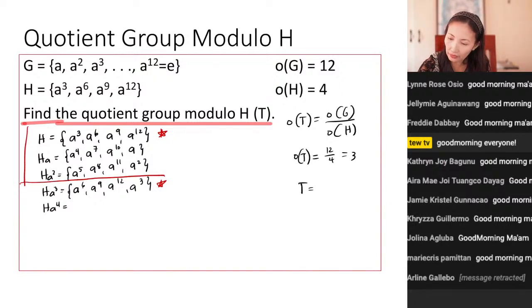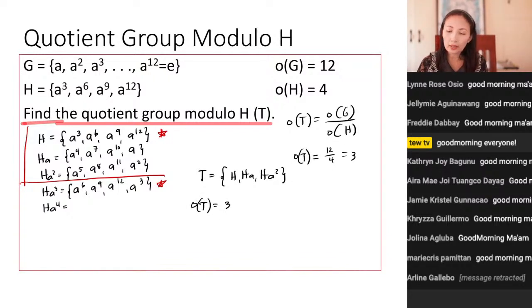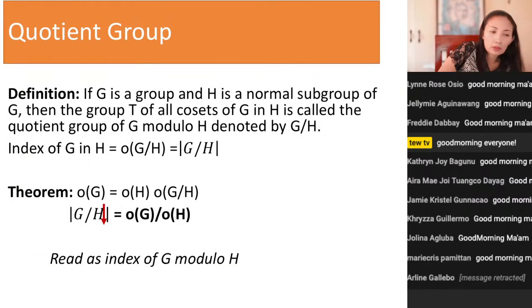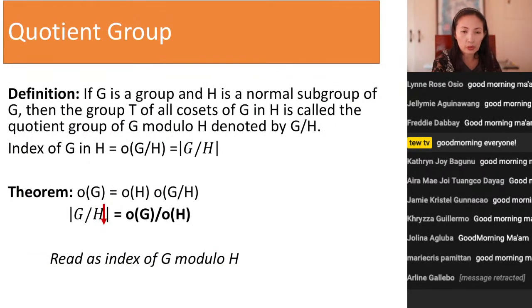So T will have the elements H, HA, and HA squared. Did you understand that? Okay, true enough, order of T is equal to 3. 1, 2, 3. Okay? So by definition, now we've come to the definition of quotient group.